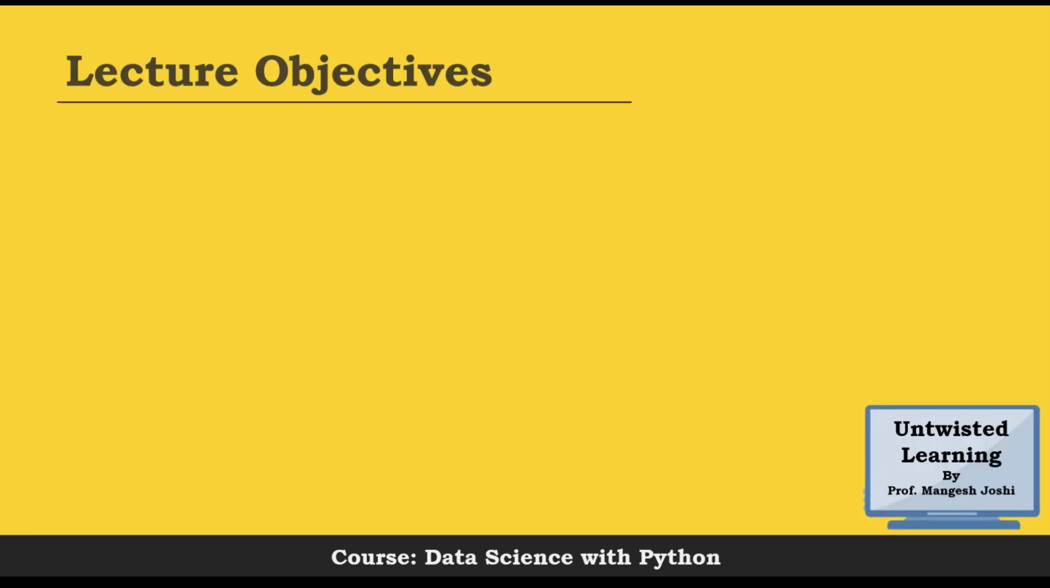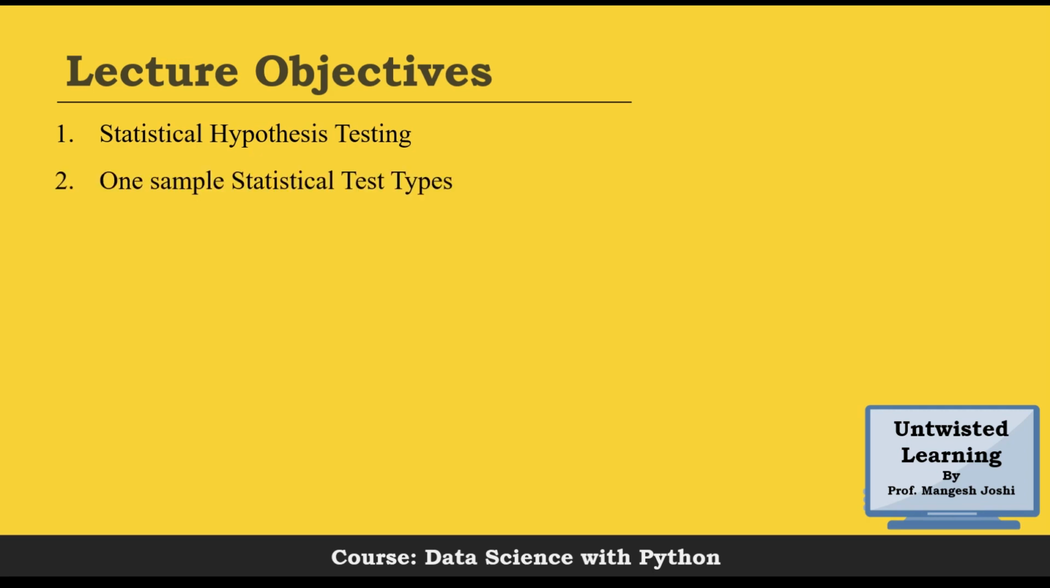These are our lecture objectives. First of all, we will see statistical hypothesis testing, then one sample statistical test types, then examples of hypothesis testing, followed by errors in statistical tests.